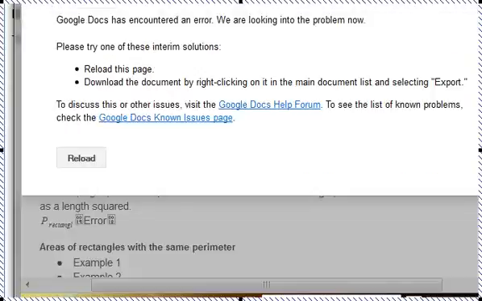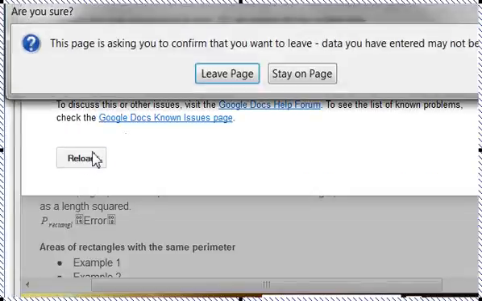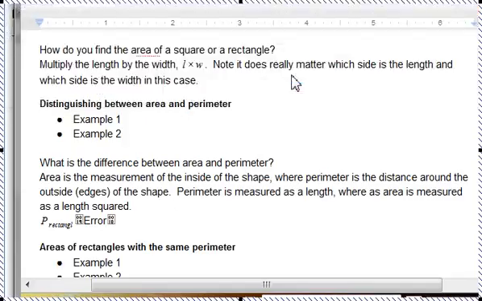Wait. Oops. Reload. No. Don't do that to me. I think that it got upset at me. Sorry. Let me pause the Jing.